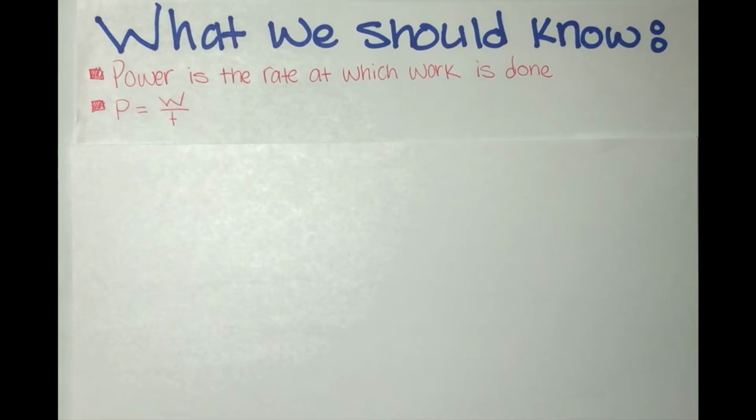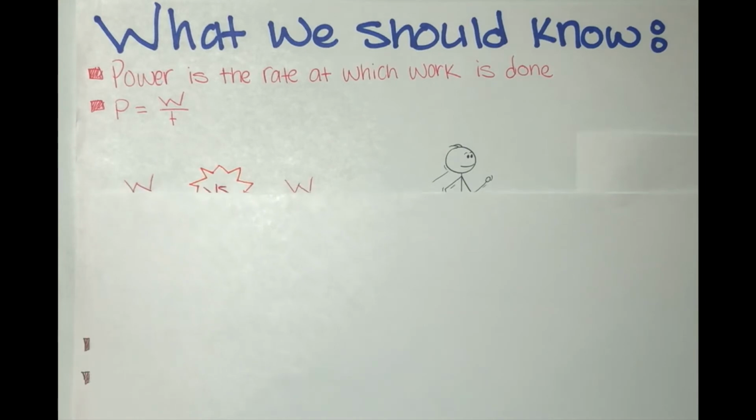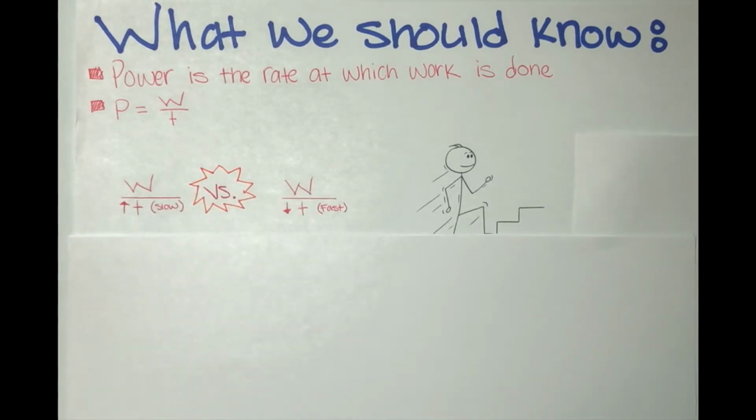All right, so let's start off by talking about what we should know at this point about power, and that is that power is the rate at which work is done. If we put this into an equation, power, represented by P, equals work over time. When I'm trying to conceptually understand what power is, I imagine myself running up these stairs and ask myself, what would require me to use more power? Would it be me running up the stairs at a slower pace or a faster pace?